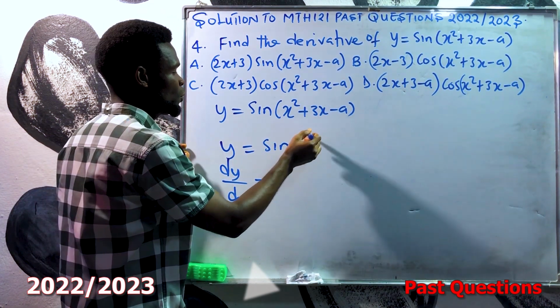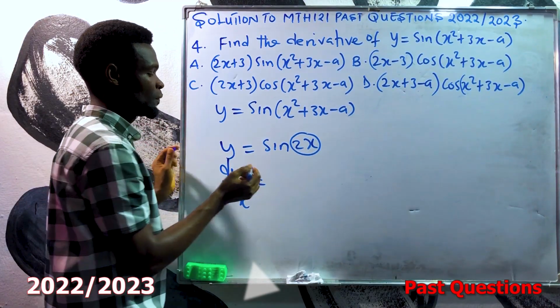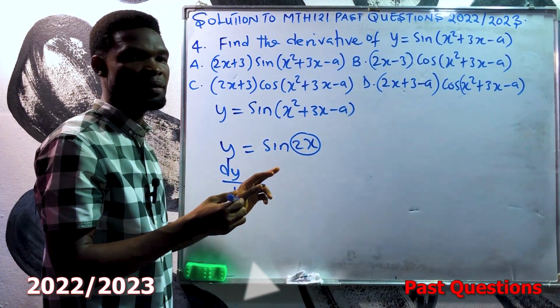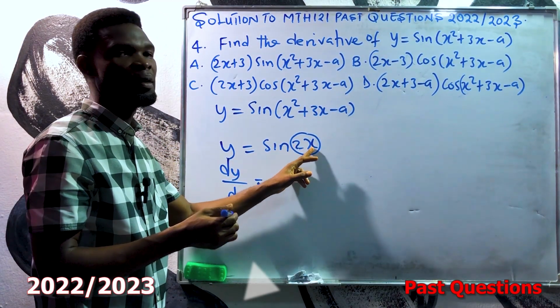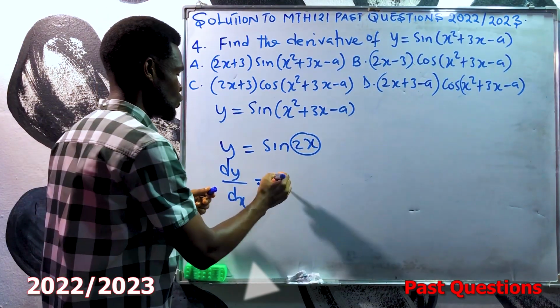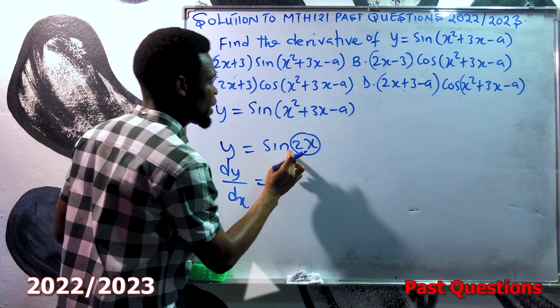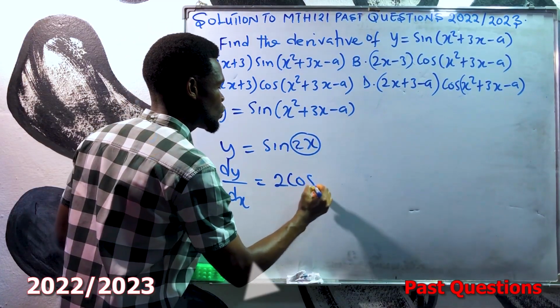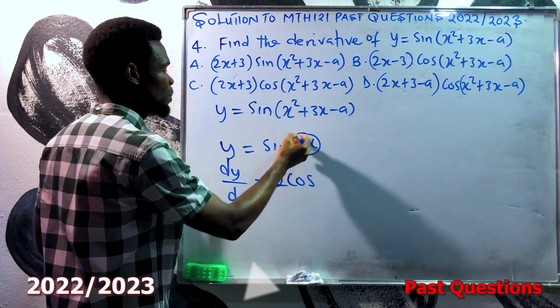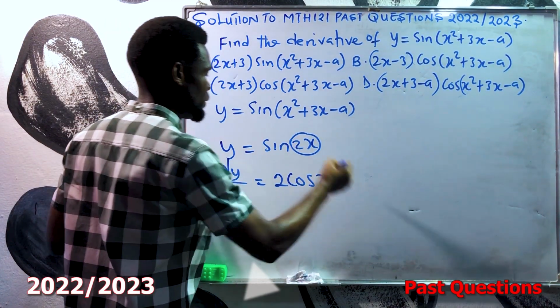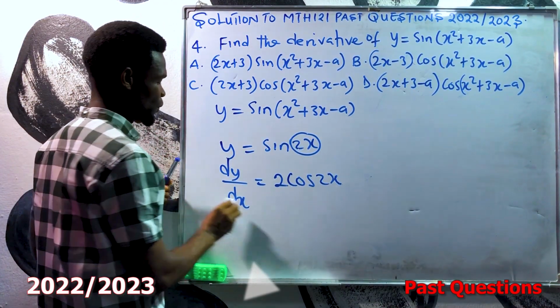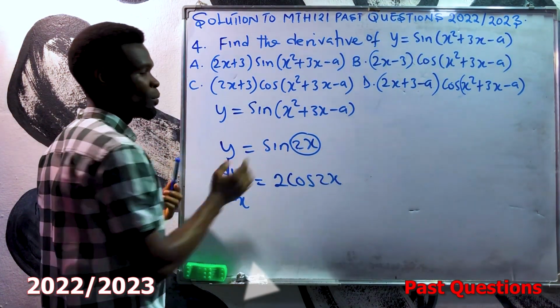A polynomial function 2x. Differentiate 2x. What's the derivative of 2x? Of course, you know that the answer is 2. So look at it here, 2. What's the derivative of sine? The derivative of sine is cos. And then repeat the polynomial function 2x. That's exactly how you differentiate a trigonometric function.